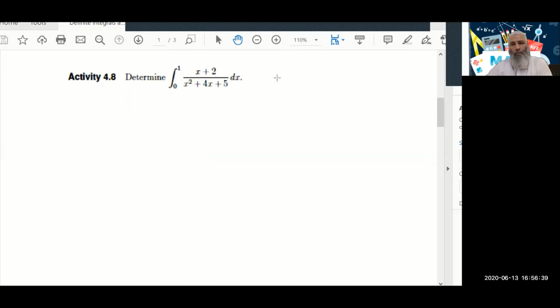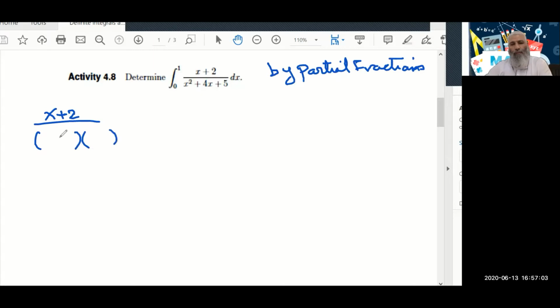This is a polynomial. We need to use partial fractions. So, x plus 2 over x squared plus 2x... x plus... We will factorize this. Yes, factorize. So it would be 3 and 2, right?